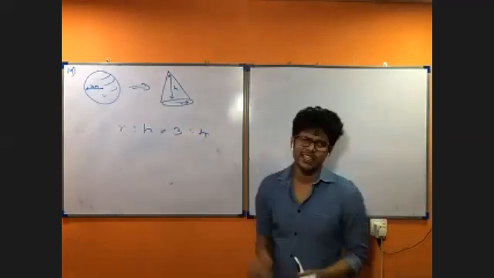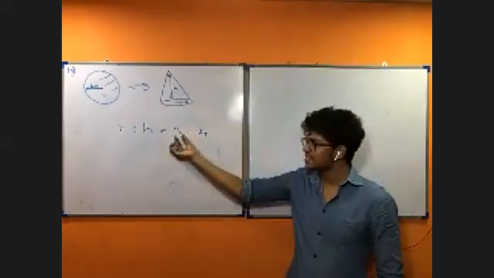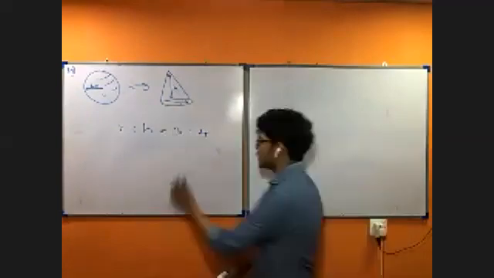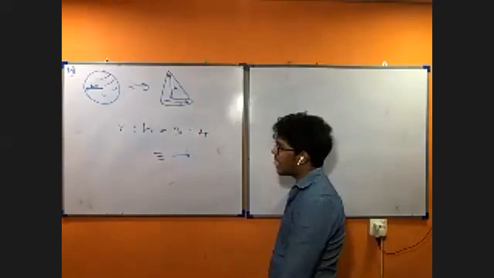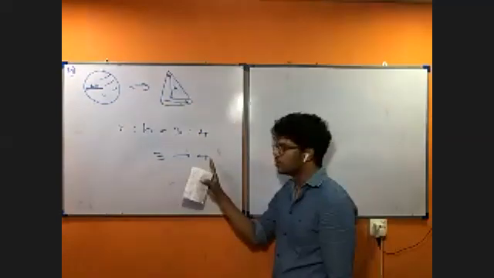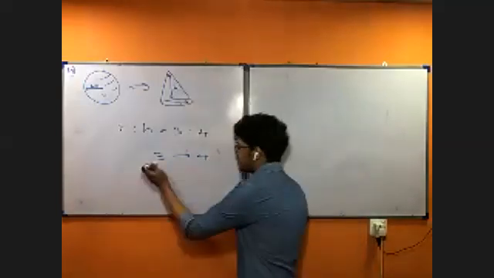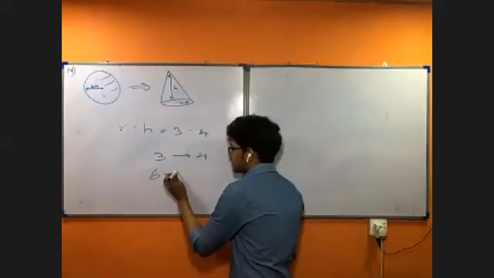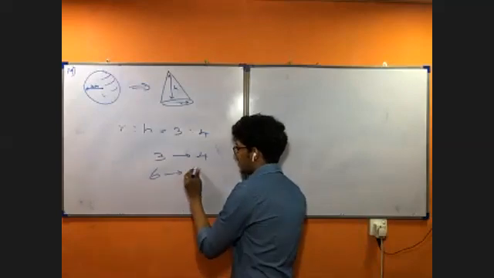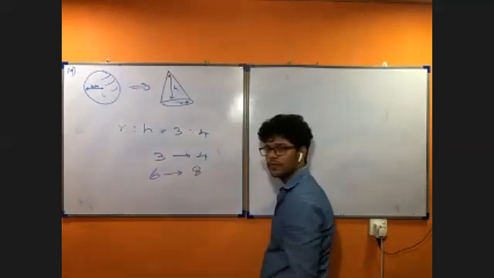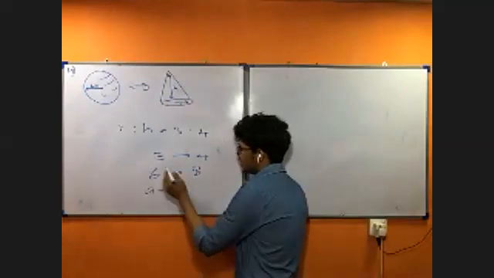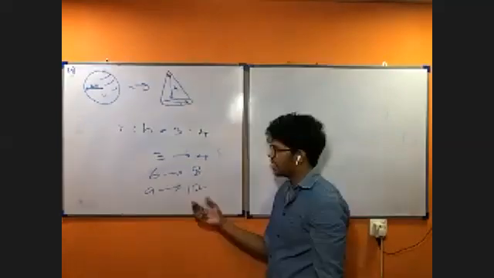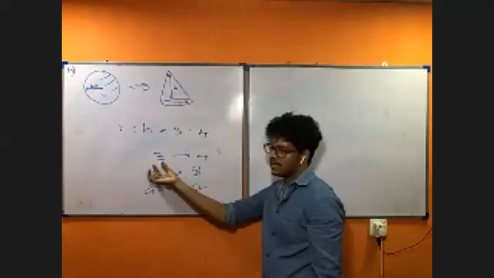Don't think too much. That means if the radius is 3, the height is going to be 4. If the radius is 6, the height is going to be 8, 3 times 2 and 4 times 2. If the radius is 9, the height is going to be 3 times 3, 4 times 3 is 12, right? So this is the basic idea. 3:4. If this one is 3, this is going to be 4.